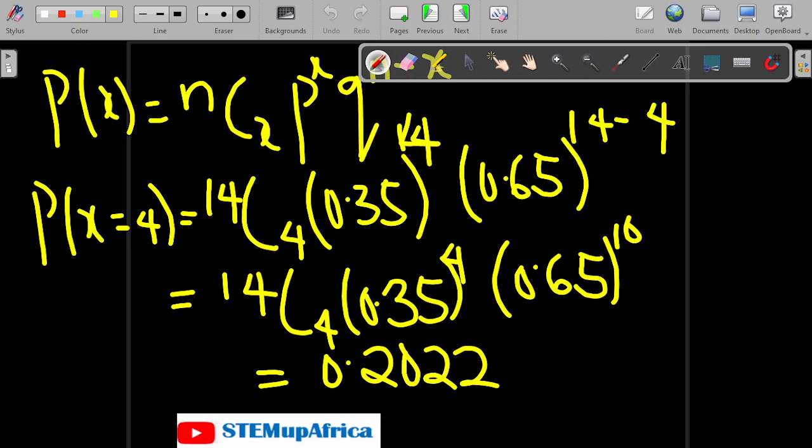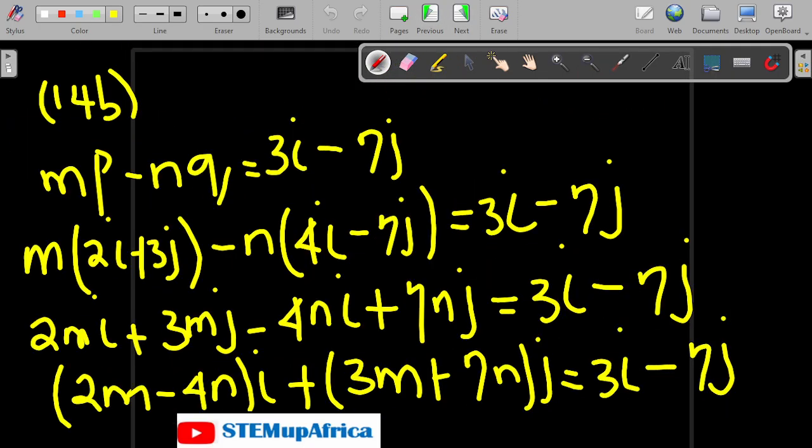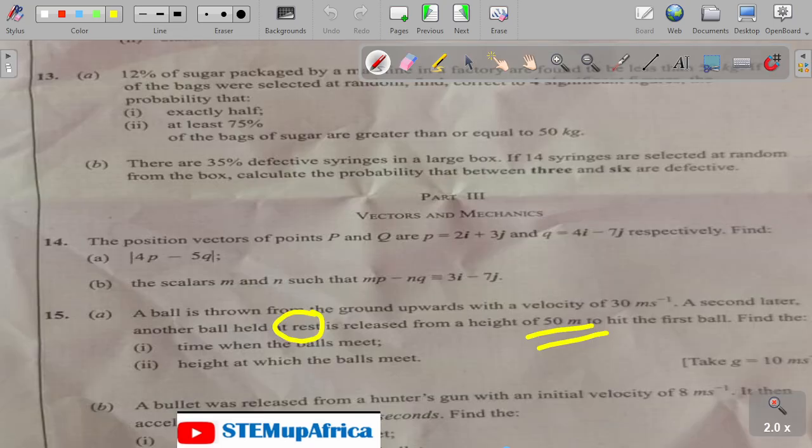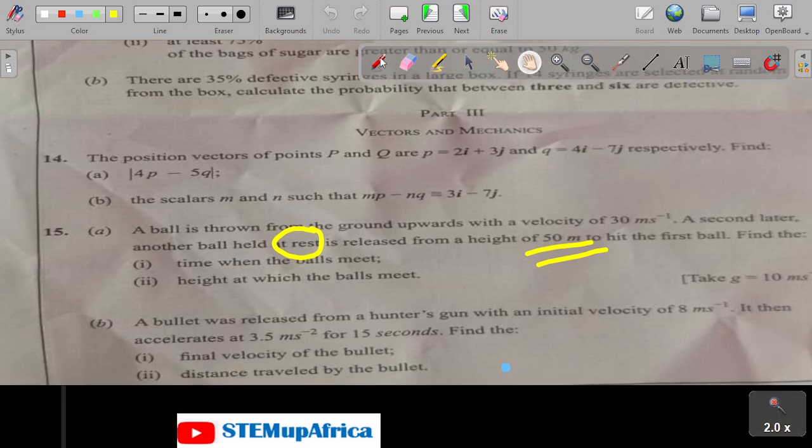So let's go to question 15B to round up WAEC 2026 Further Maths Theory. Question 15B: a bullet was released from a hunter's gun with an initial velocity of 8 meters per second. It then accelerates at 3.5 meters per second squared for 15 seconds. Find the final velocity and the distance traveled by the bullet.